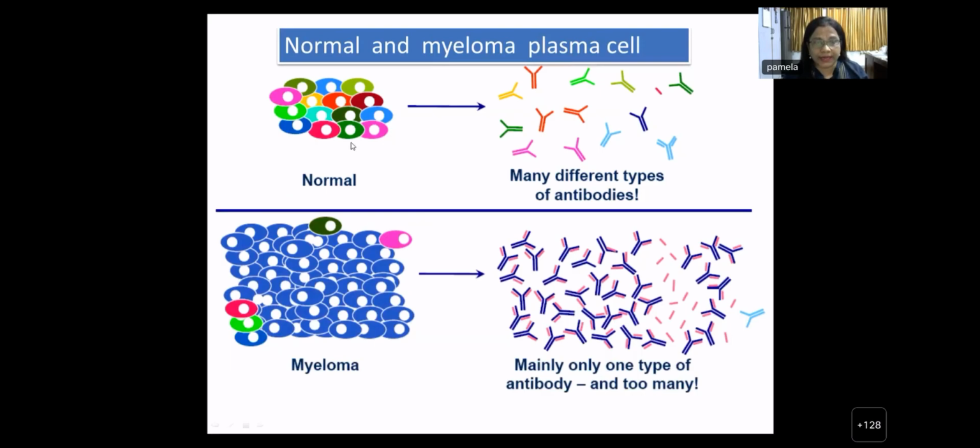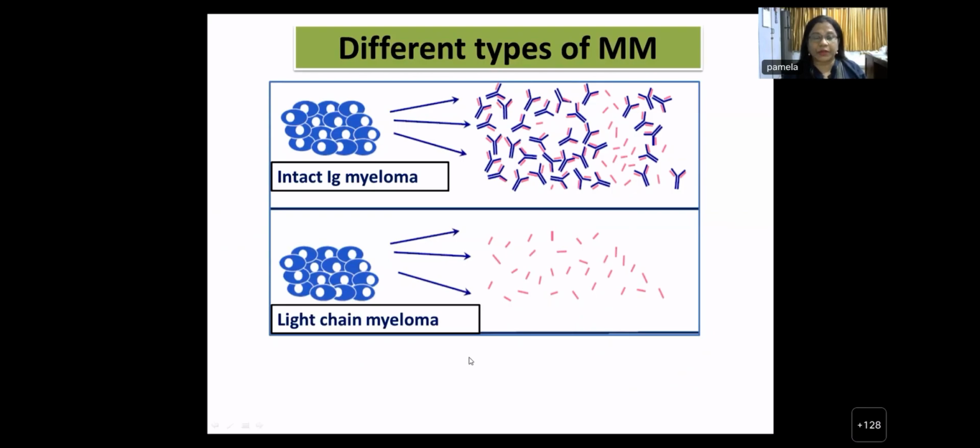This is a representation of a normal plasma cell, giving you different types of antibodies. These are all different types, G, A, M, which are present in a normal person. A myeloma cell decides to produce only one type of antibody, as you can see in this picture, and that too in large numbers. There are different types of multiple myeloma. Two are most common. That is the intact Ig myeloma, where you have the whole immunoglobulin. You can also have the light chain myeloma, with production of only light chains in large numbers.